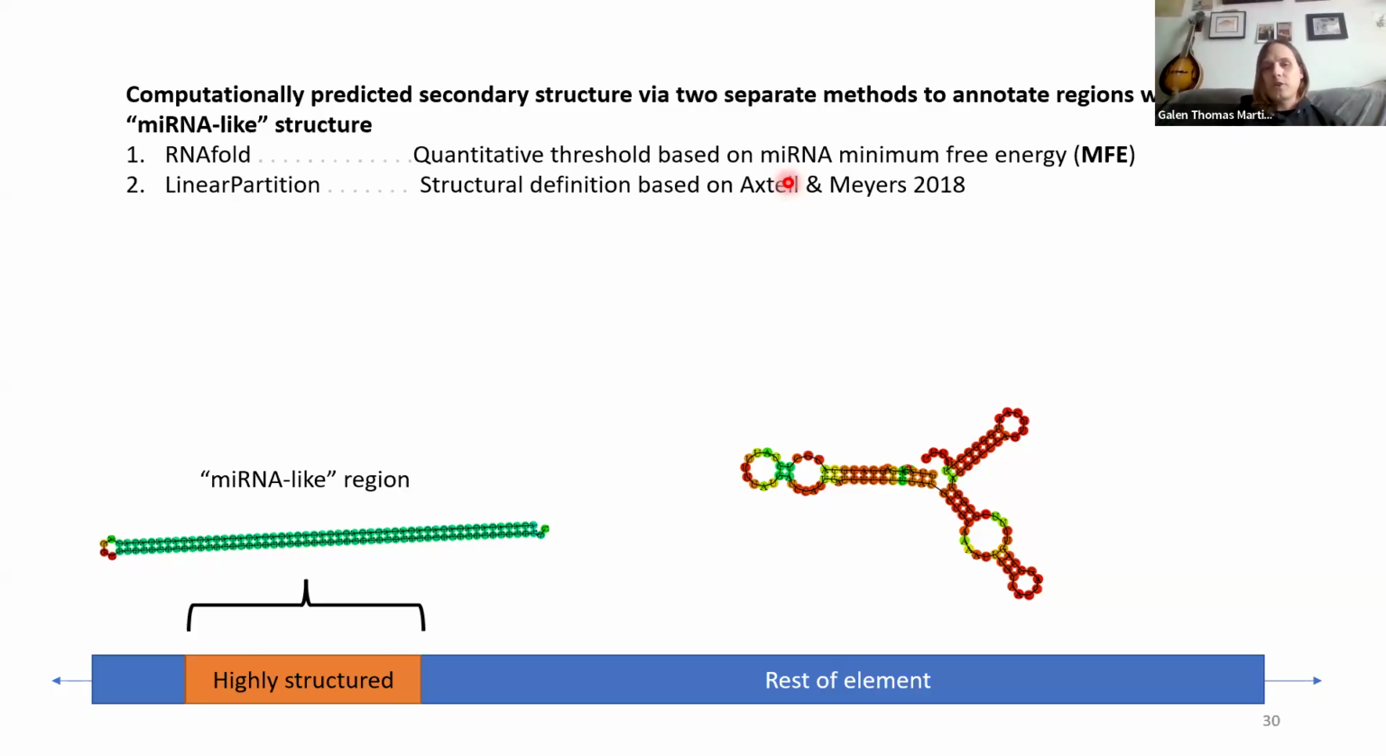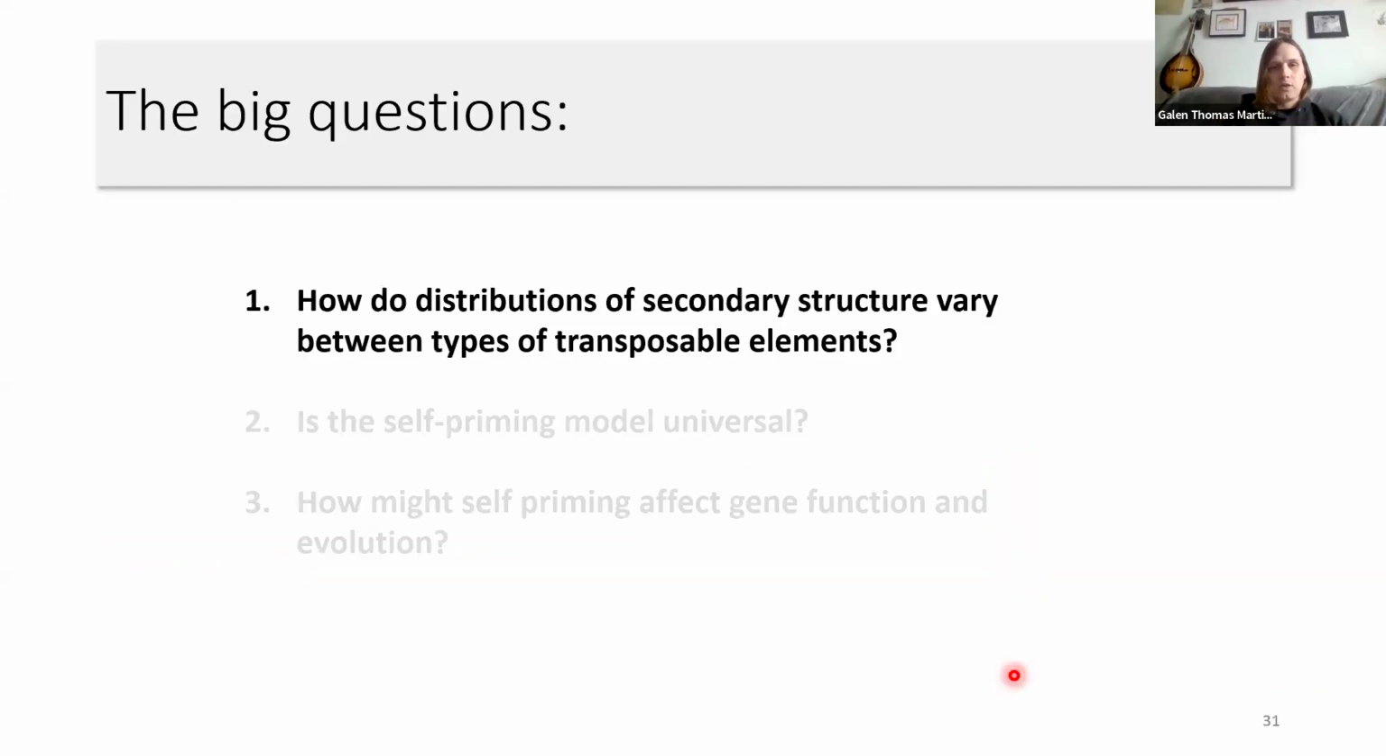Sometimes I'll call these highly structured regions. Sometimes I'll call them microRNA-like regions. So just bear with me as I go between those different nomenclatures. But the general idea remains the same. We annotated regions that were highly structured, that formed long hairpins, versus the rest of the element that has some degree of secondary structure, but it wasn't quite as intense as it was in these particular regions.